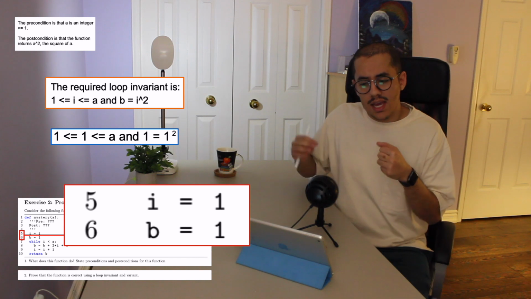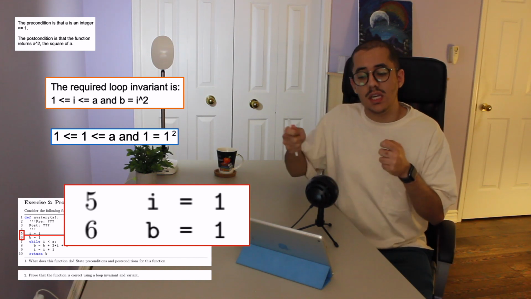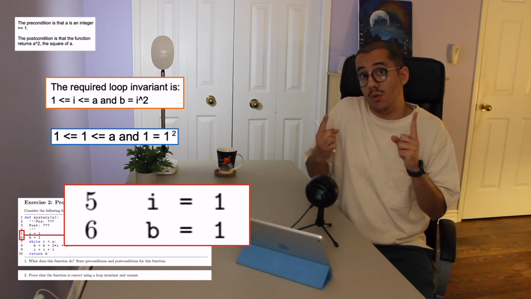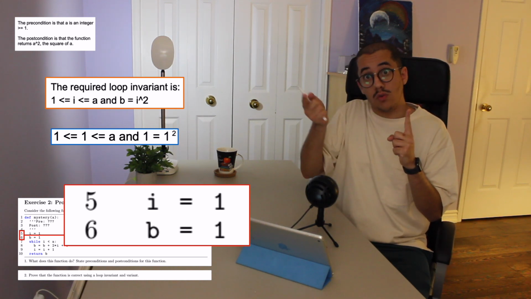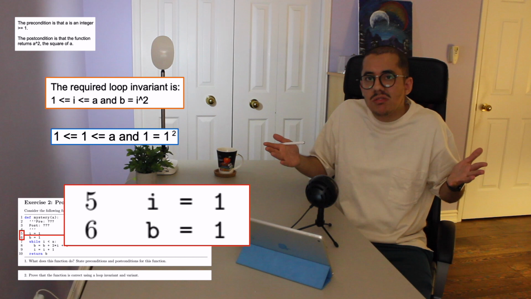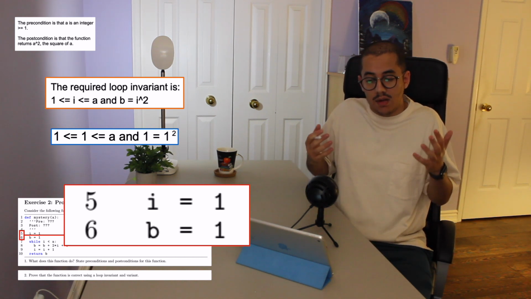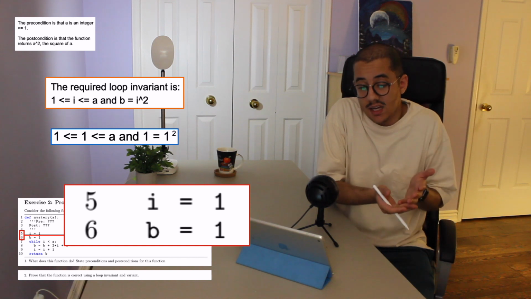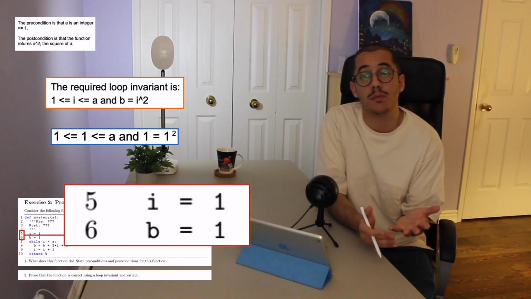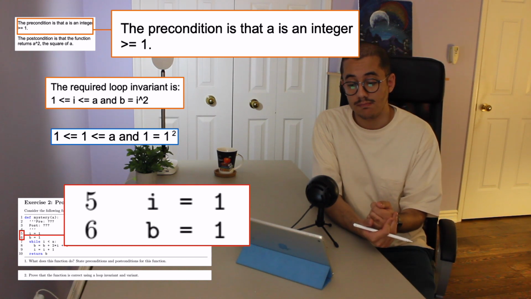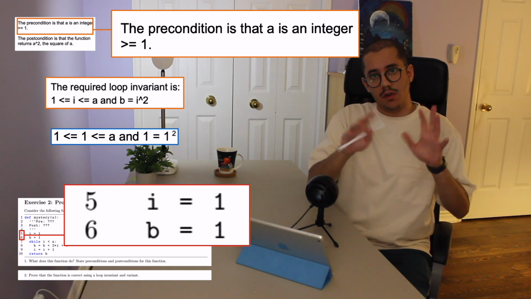And is b equal to i squared? Well, we know that b is equal to 1, and we know that i is equal to 1, so 1 squared equals 1. That checks out. So the only thing to prove here is that 1 is smaller than or equal to a, and that holds by the precondition that we just spoke about. Now, we just proved that for the beginning.